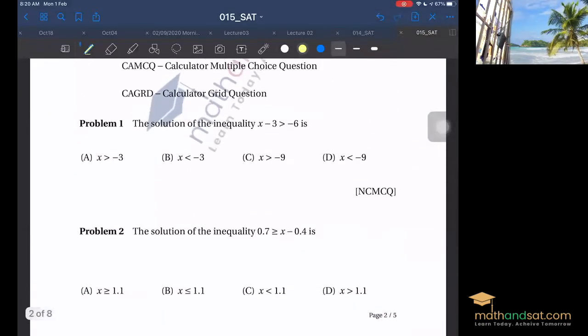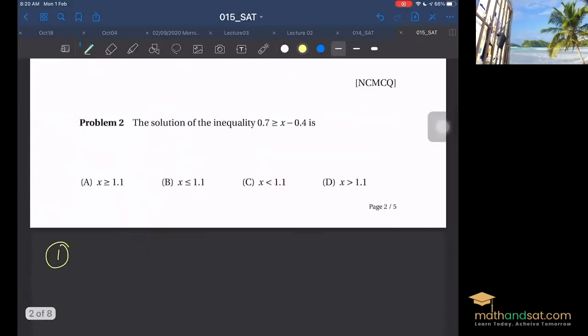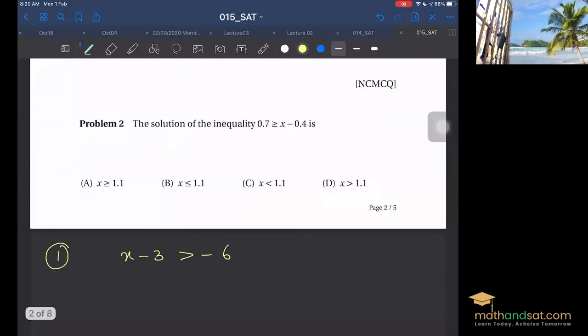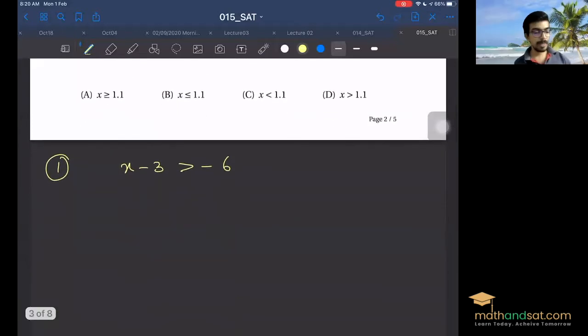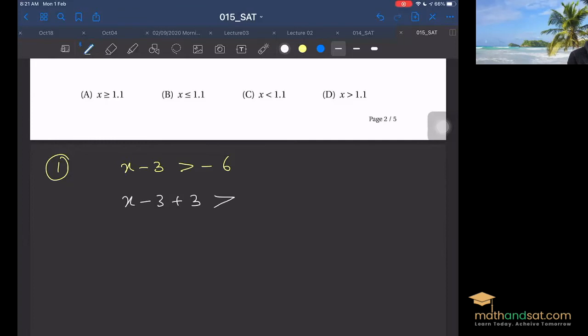So question number 1. x minus 3 is greater than -6. So on the LHS, there is the variable, but the variable is being added with a number which is minus 3. So you have to undo that operation. So you add 3 on both sides. So we have x minus 3 plus 3. The inequality will remain the same, minus 6 plus 3. So x is greater than minus 3.